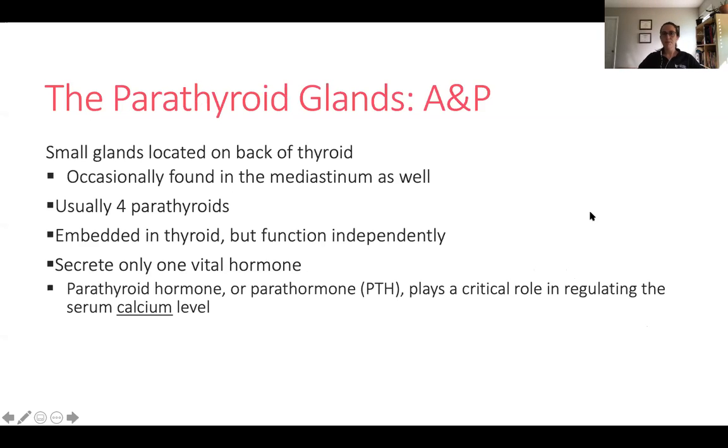So as far as the parathyroid glands, anatomy and physiology of those, we talked about it a little bit with the surgery, the thyroidectomy. So those will be the smaller glands that are behind the thyroid. And they could also be found in the mediastinum for some people. So there's usually 4 of them, and they function independently. And their function is to secrete the parathyroid hormone, or PTH, which regulates serum calcium level.